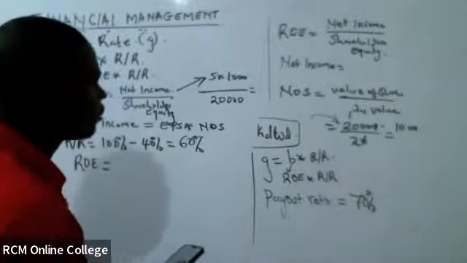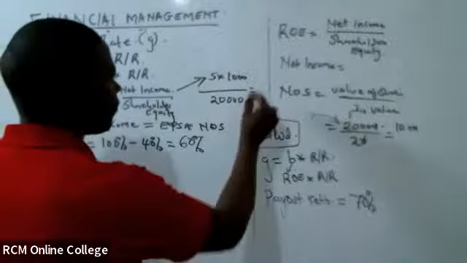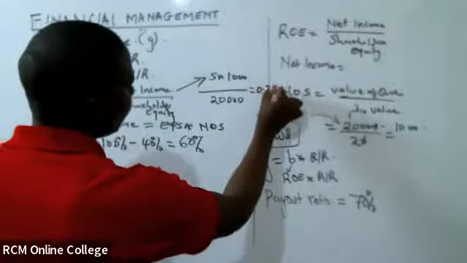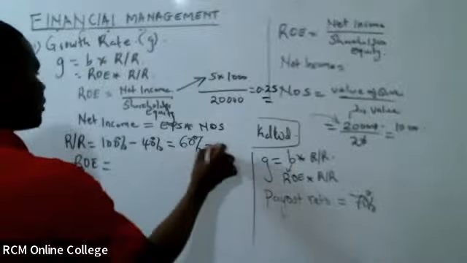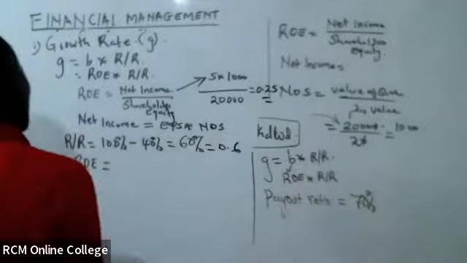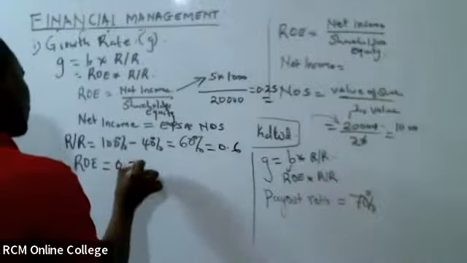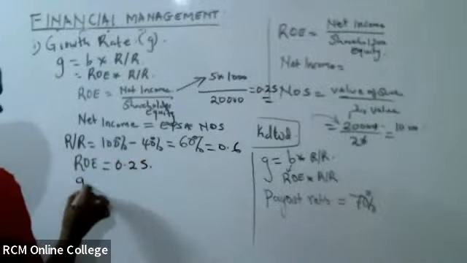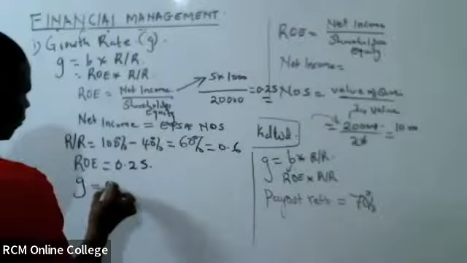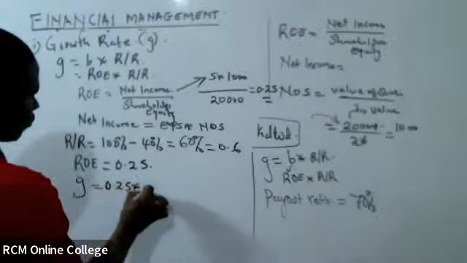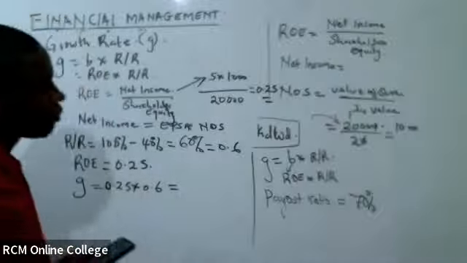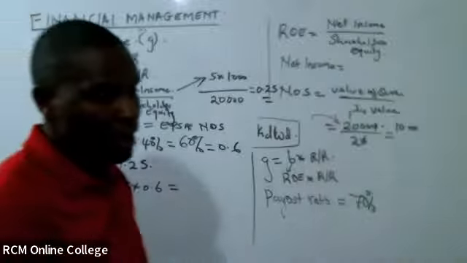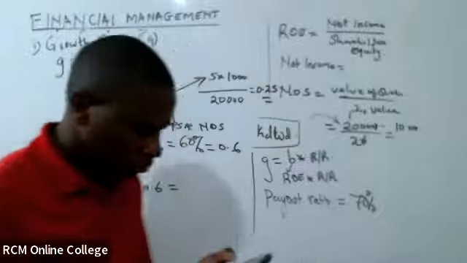So people are giving me 0.25. So now we have our ROI and we have our retention, which is equivalent to 0.6. So our ROI is 0.25, and I can get a growth rate. The growth rate will be 0.25 times 0.6. Once we get growth, we can now move to Roman number 2.